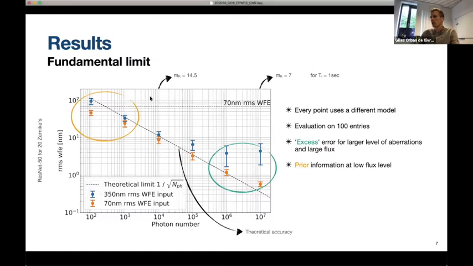Now on the low side, for low aberration, we also flatten to 70 nanometer RMS. That's just because we are giving a prior information in our training and in the test. I've also mentioned here magnitudes for reference.